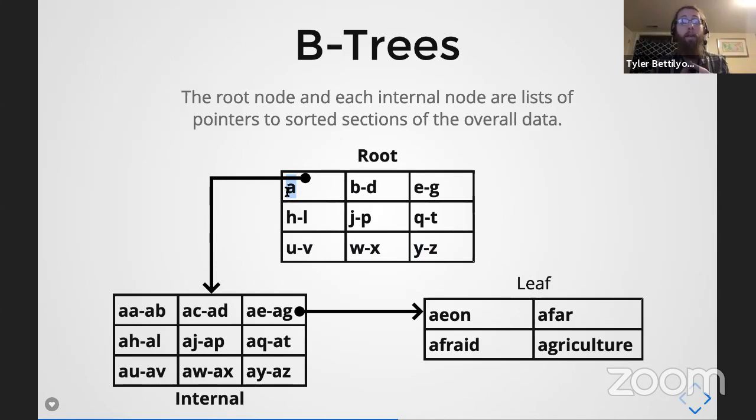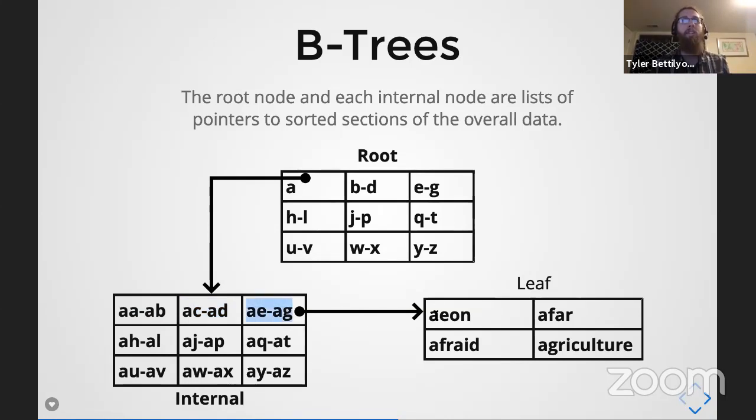If we follow that pointer, say we're looking for a piece of data that starts with the letter A, then we follow this A pointer and we have further finer grained partitioning. So maybe we start with the first node, everything that is AA, like aardvark, through AB, abs. And then we have a second partition for everything that starts with AC through AD, and then AE through AG, and so on.